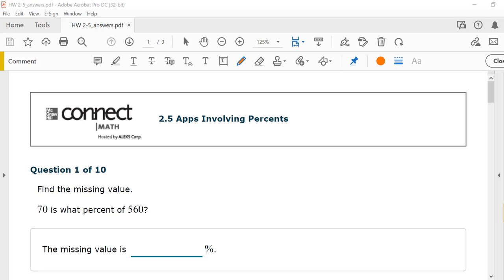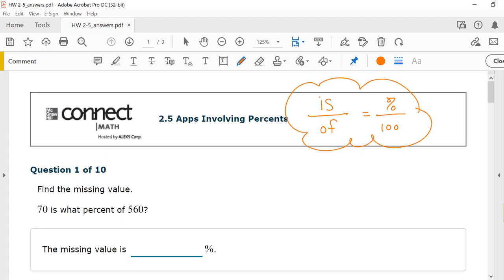Okay, section 2.5 is applications involving percents. Before we get started, I'm going to go over an equation that you need, and it is this: is over of equals percent over 100. That is one formula that you will need, especially here in the beginning.